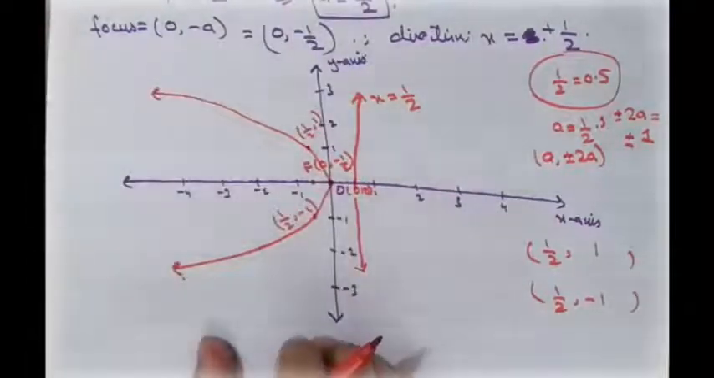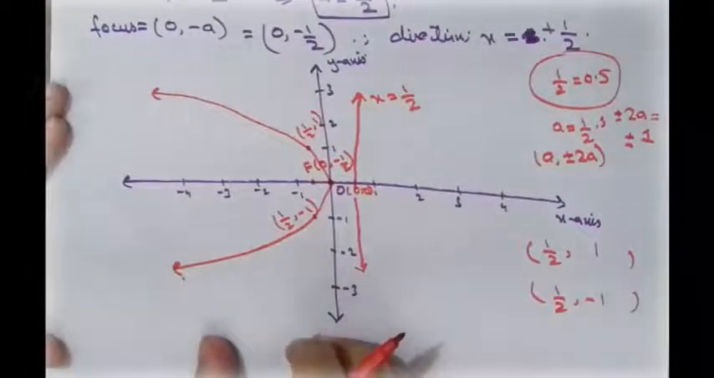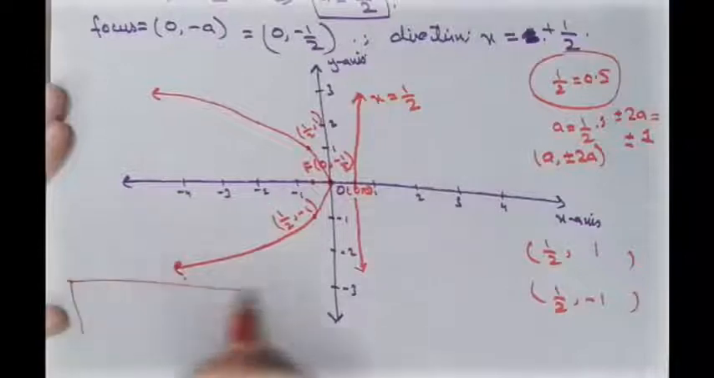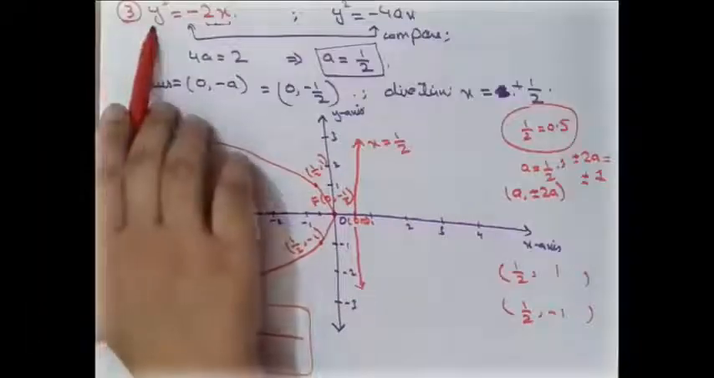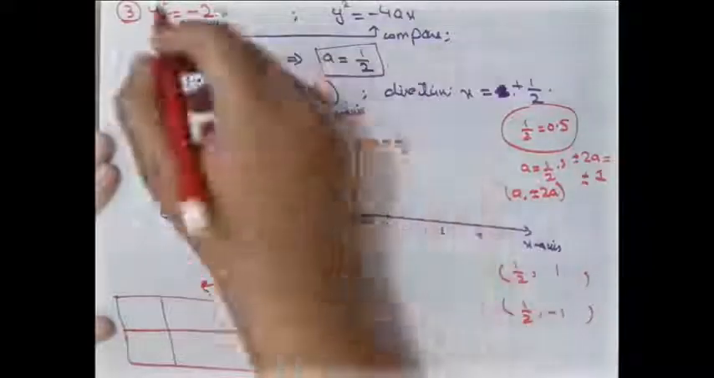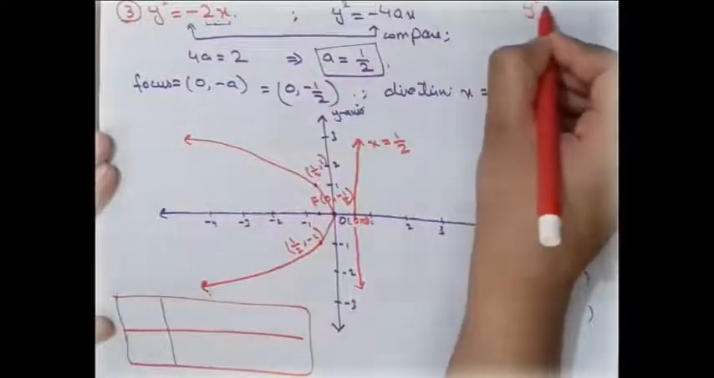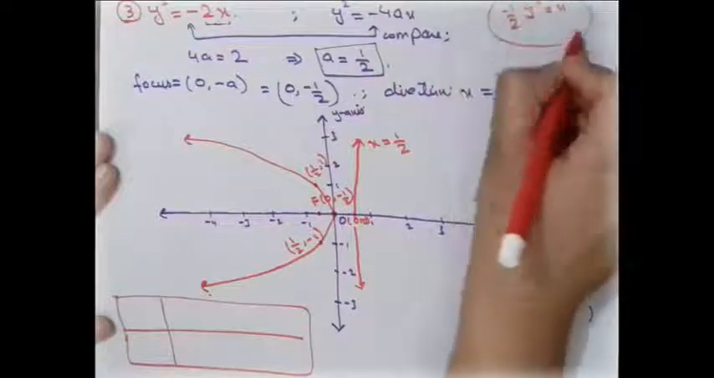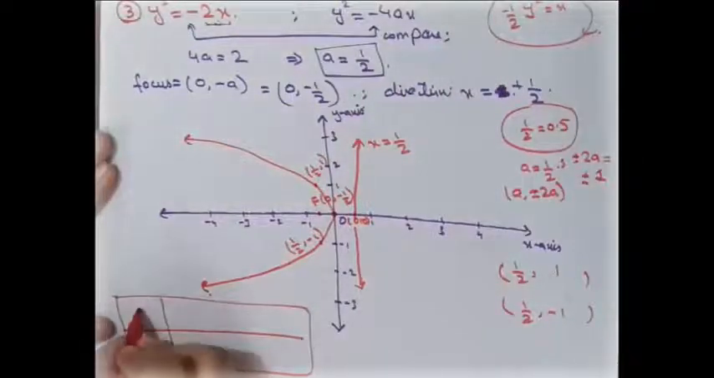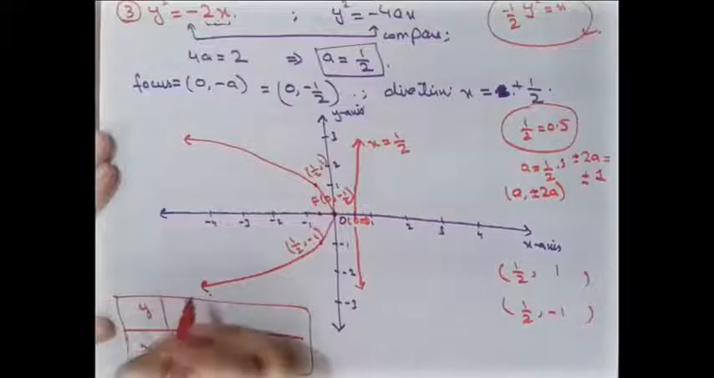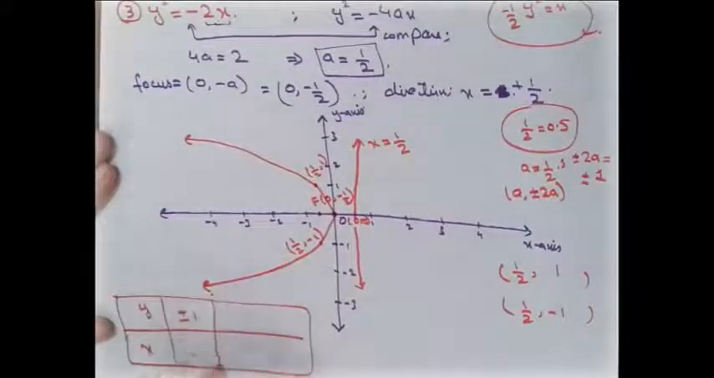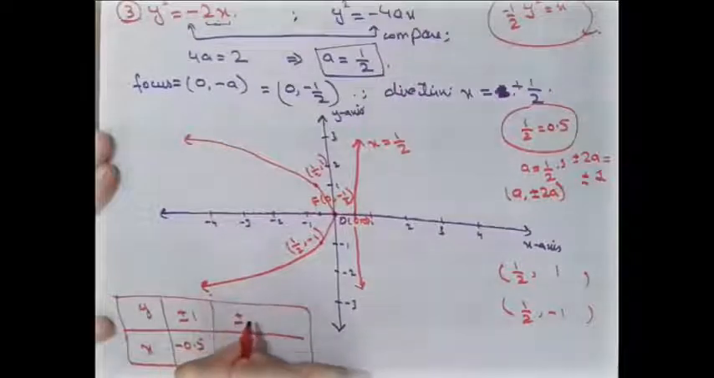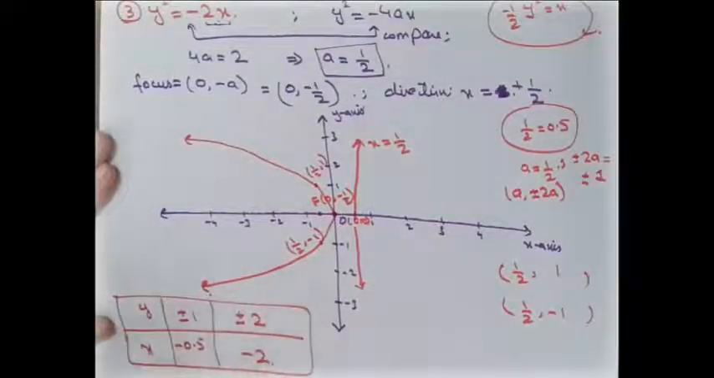In this way you can plot it, and if you want very accurate points, then draw a table and put the values in it. If I put a value of y, then I will get a value of x, since y square equals minus x divided by 2. Put this value, and I get a value of x. If I put plus minus 1, then I will get minus 0.5, and if I put plus minus 2, then I will get minus 2.